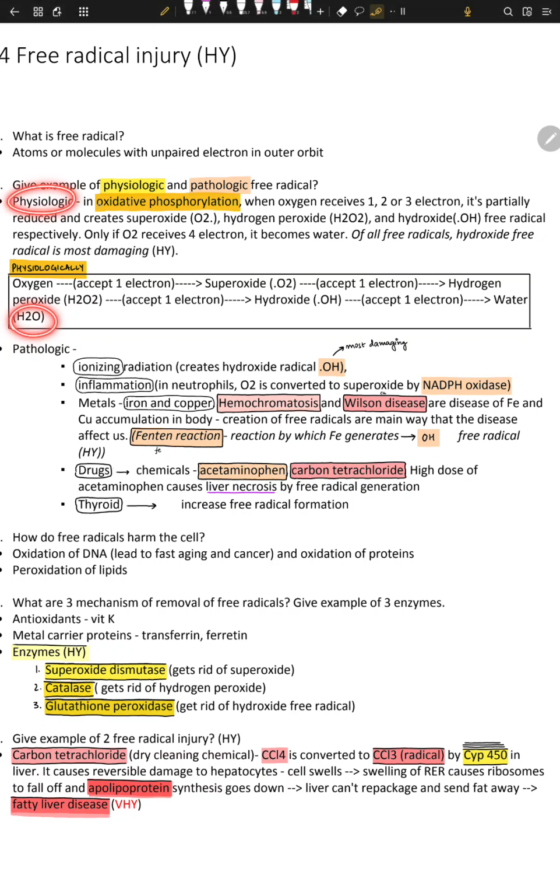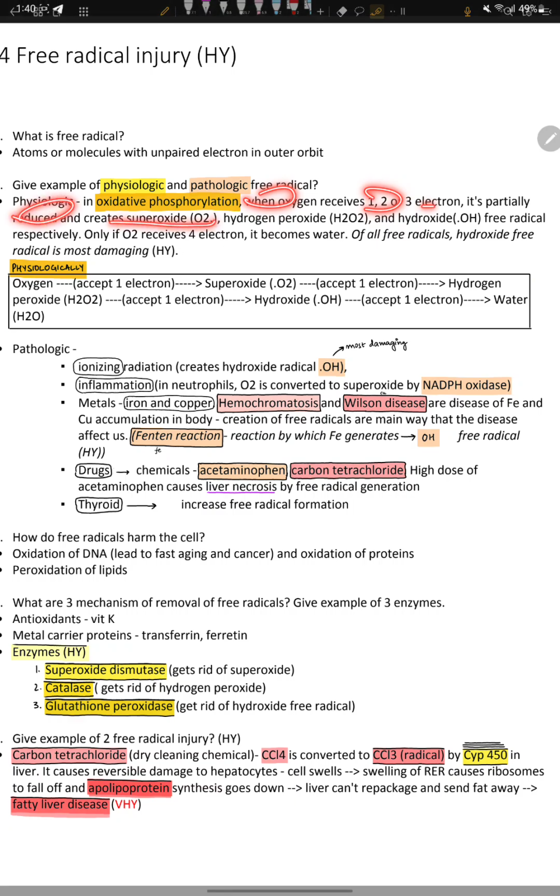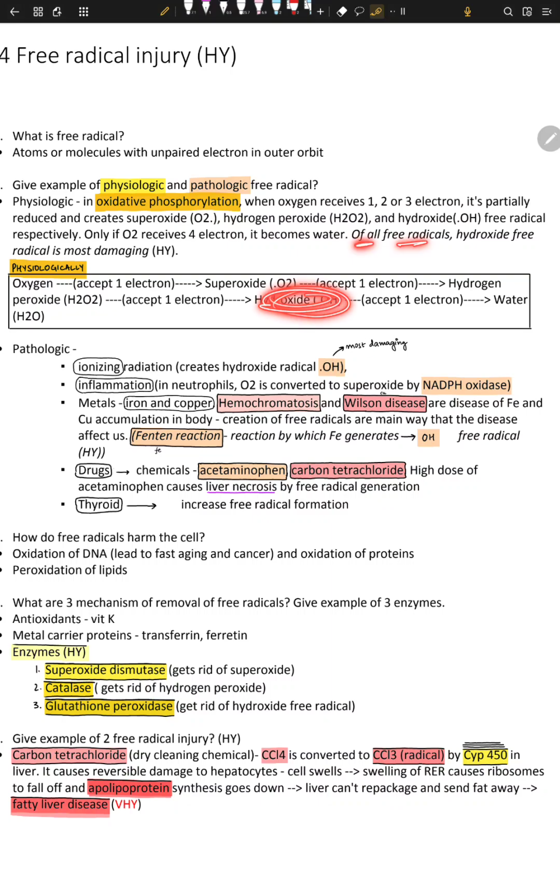So physiologically, this happens in oxidative phosphorylation, a process done in our body. When oxygen receives 1, 2, 3 electrons, it is partially reduced, creating superoxide, hydrogen peroxide, and hydroxyl free radical respectively. If O2 receives 4 electrons, right away it becomes water. Out of all the free radicals, the hydroxyl free radical is the most damaging. So OH is really dangerous.